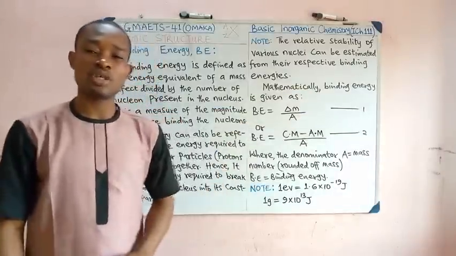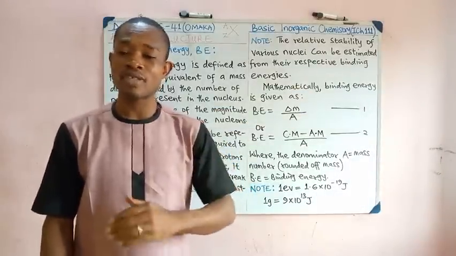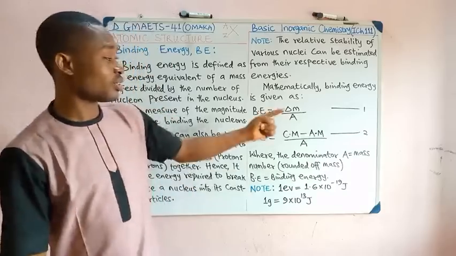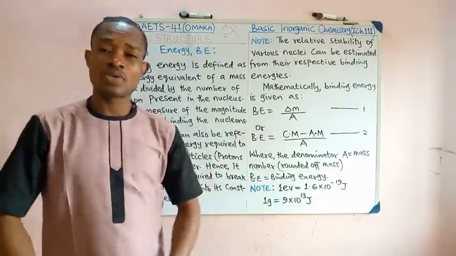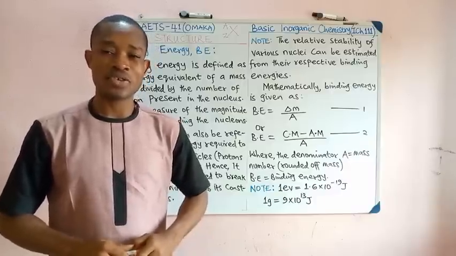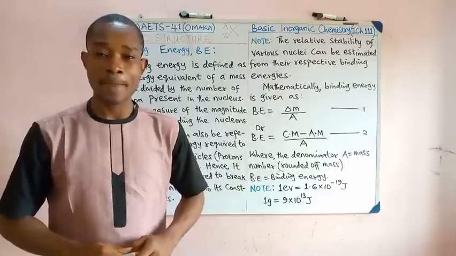Mathematically, binding energy is equal to the mass defect divided by the mass number, the rounded off mass. I'm using capital A here to represent the mass number. Is that okay? So that's the formula for binding energy. Take note of that. You're expected to have it at heart.